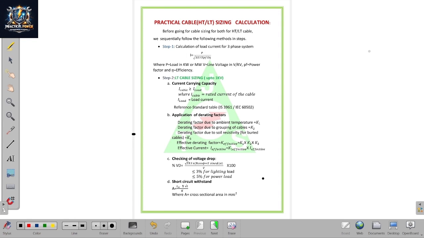First, we have to calculate the load current for a three-phase system. If the system is three-phase, then the current is equal to power divided by root 3 V power factor into efficiency, where P is the load in kilowatt or megawatt, V is the line voltage in volts or kV, along with power factor and efficiency.